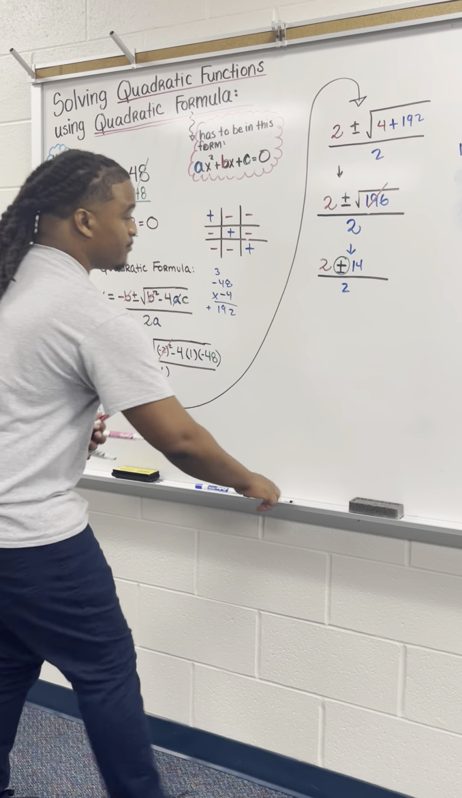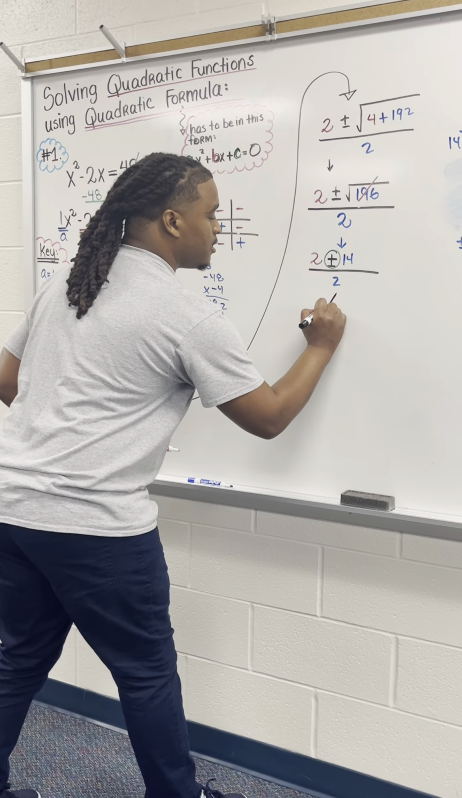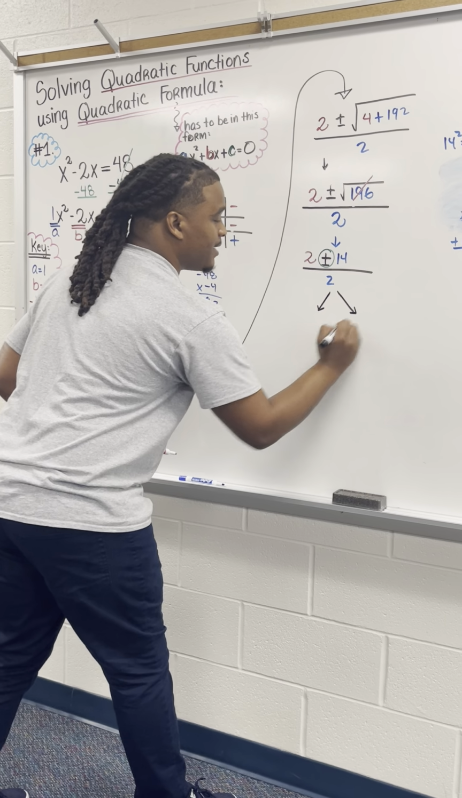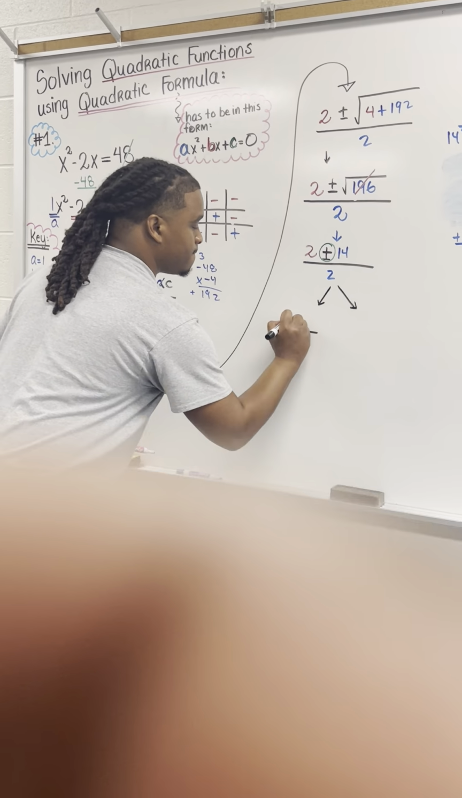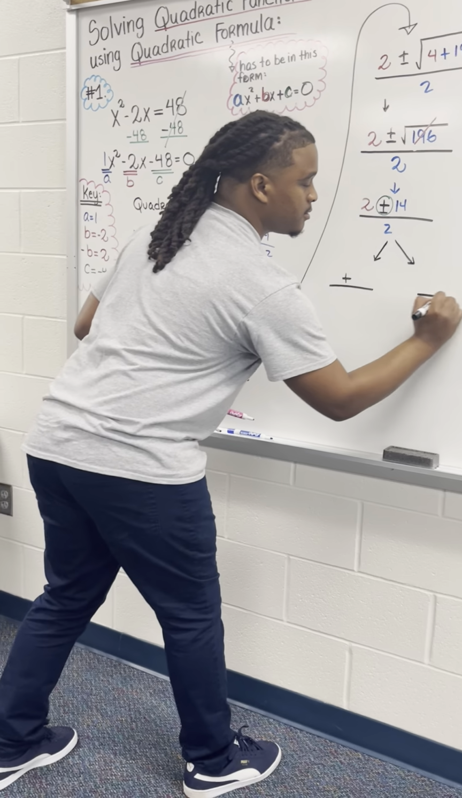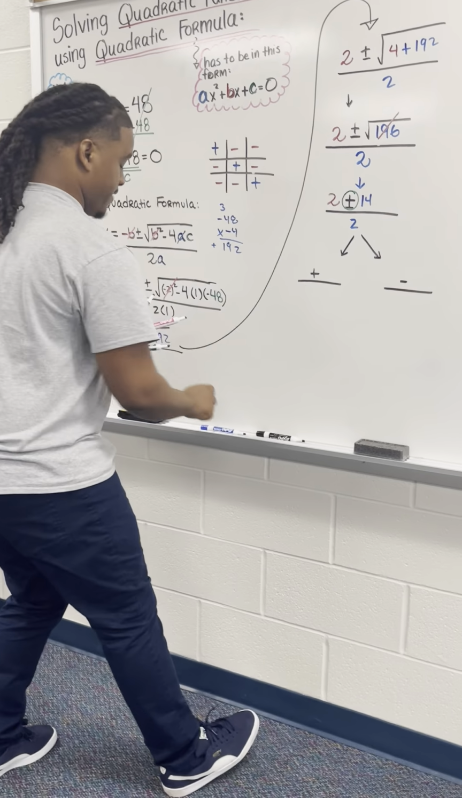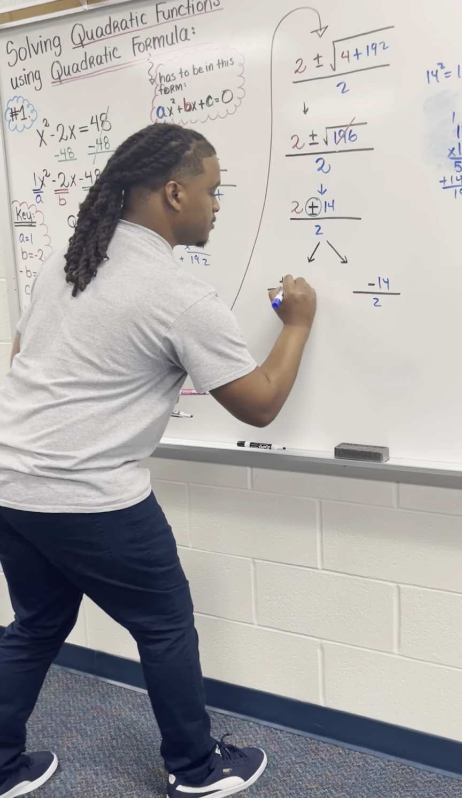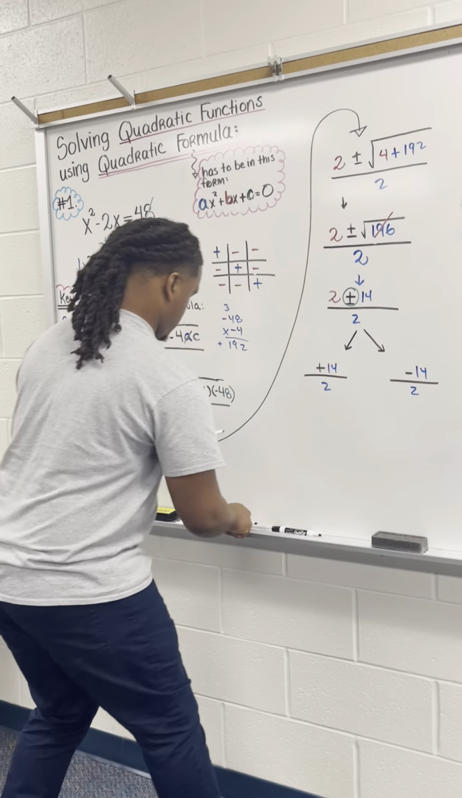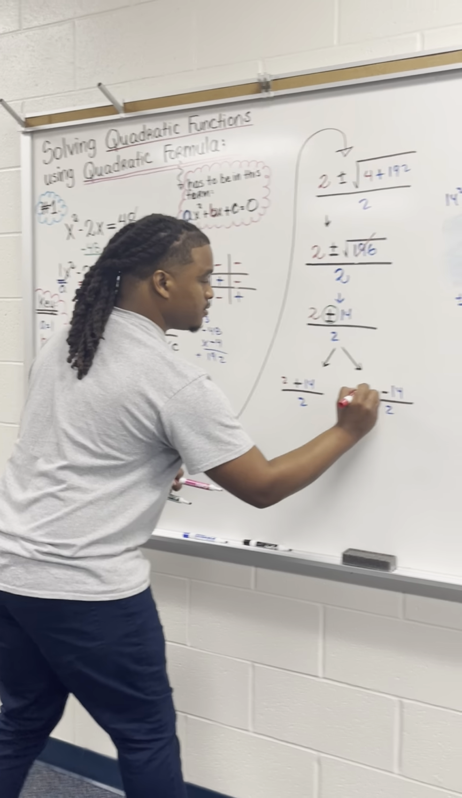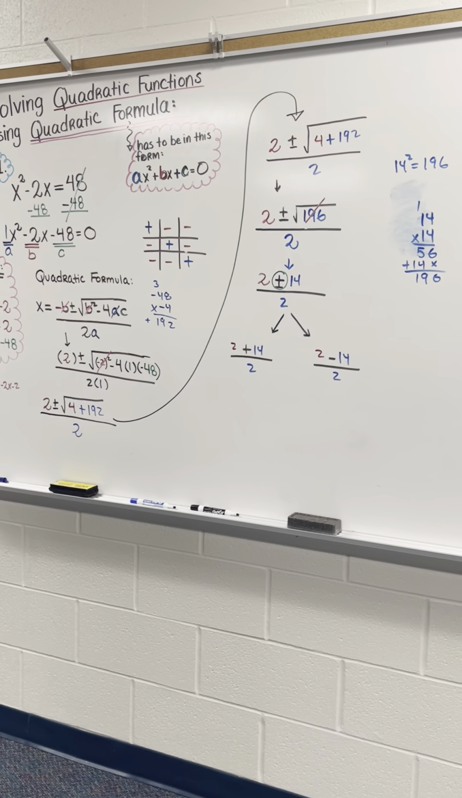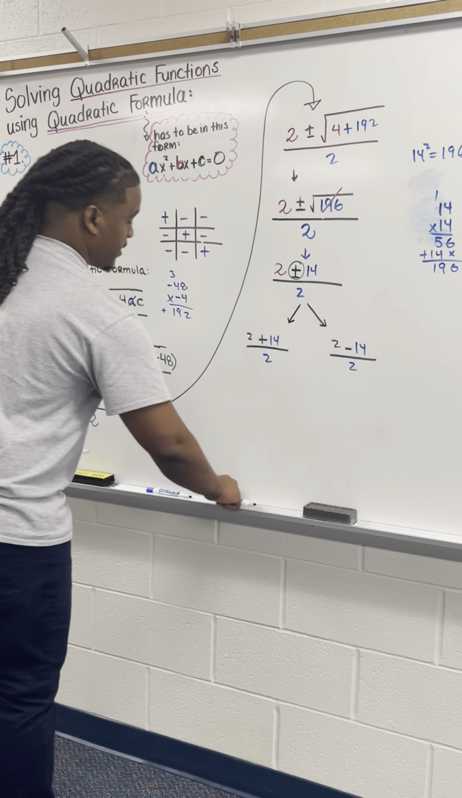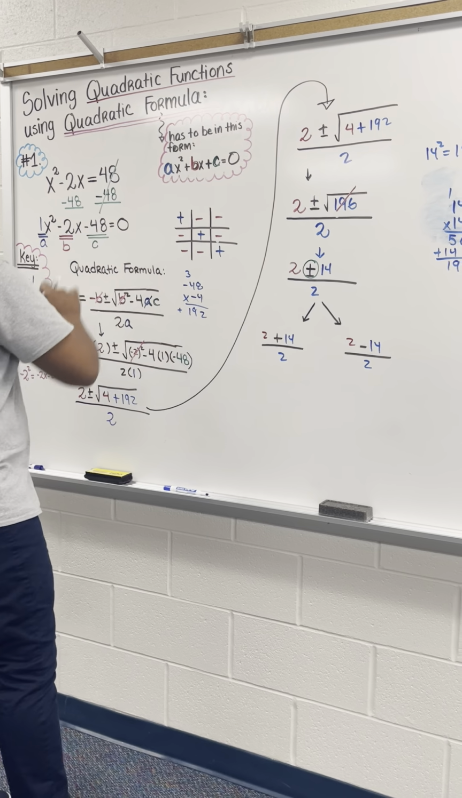So let's set up both cases. And this is actually our last step. So plus, minus, and just put everything where they go: 14, 2, 14, 2, 2, 2. Okay? And these are the two values that x can equal to make all of this equal 0.